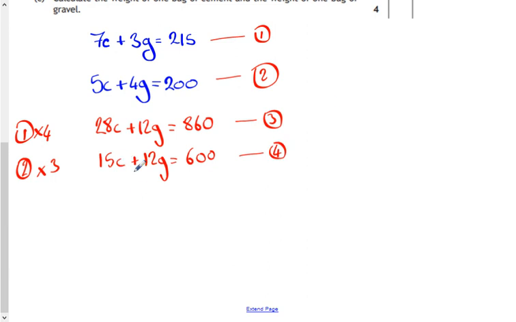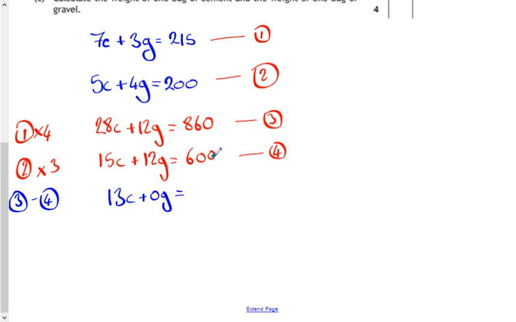Now, since the signs in front of these 12g's are the same, it means I'm going to have to do a subtraction. So I look at the other number and check which one's bigger. 28 is bigger than 15, so I'm going to say equation 3, take away equation 4. So I get 28c's, take away 15c's, and that's 13c. 12g, take away 12g, is 0g. I'm going to write it down here just for completion.